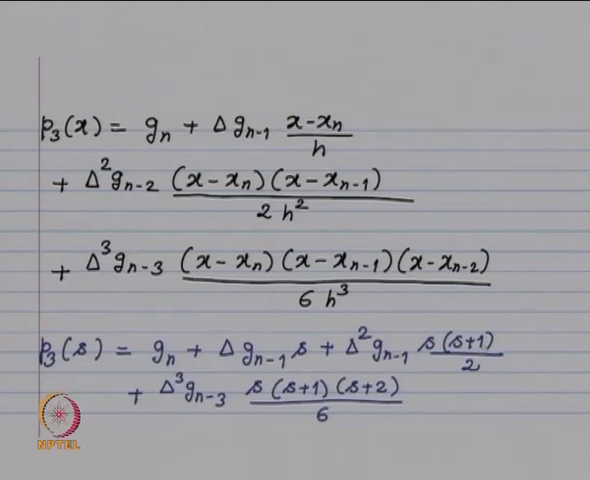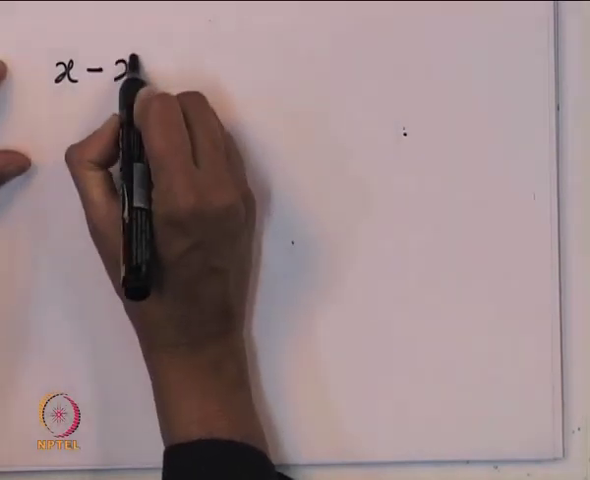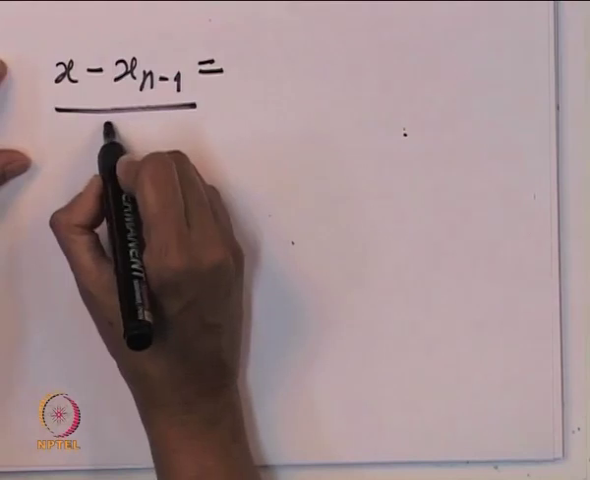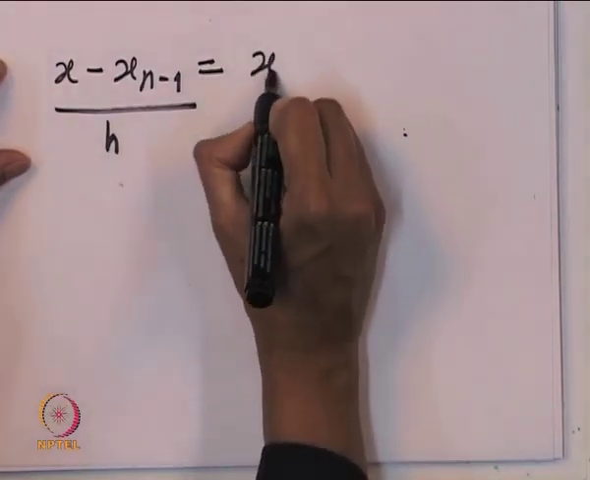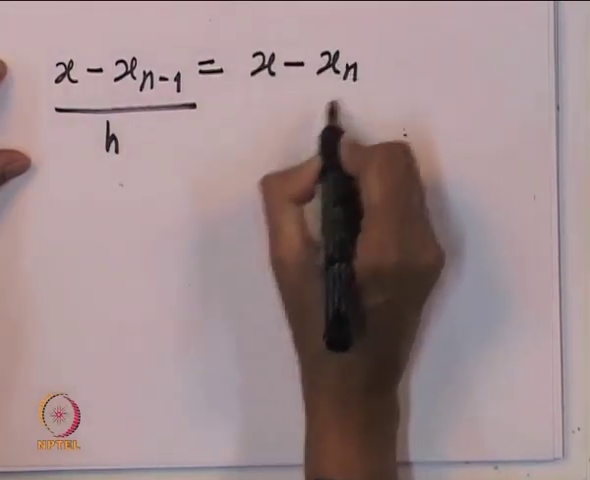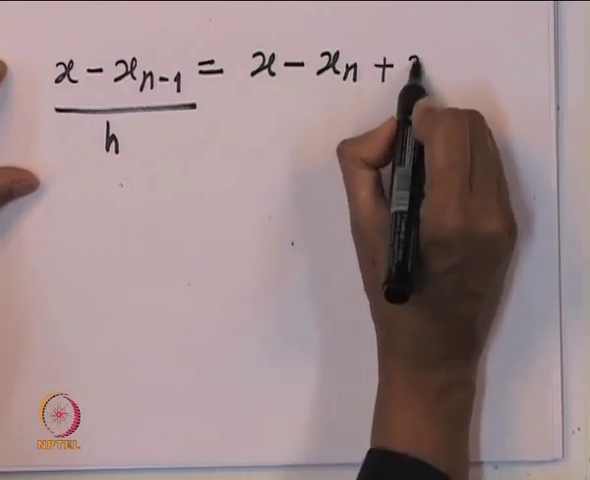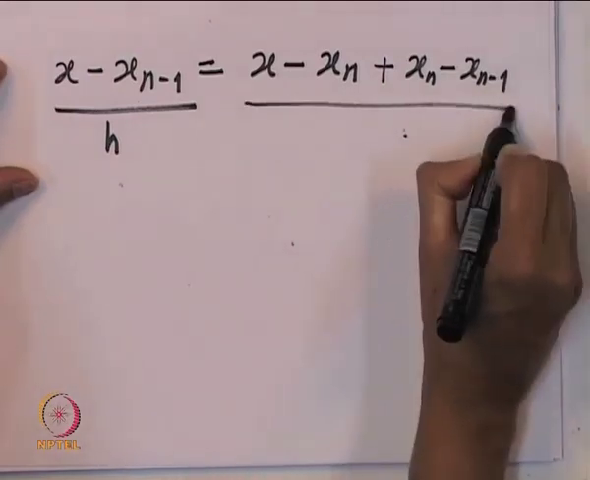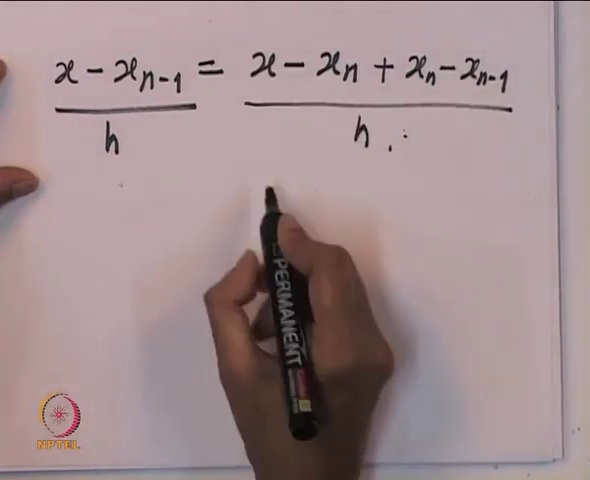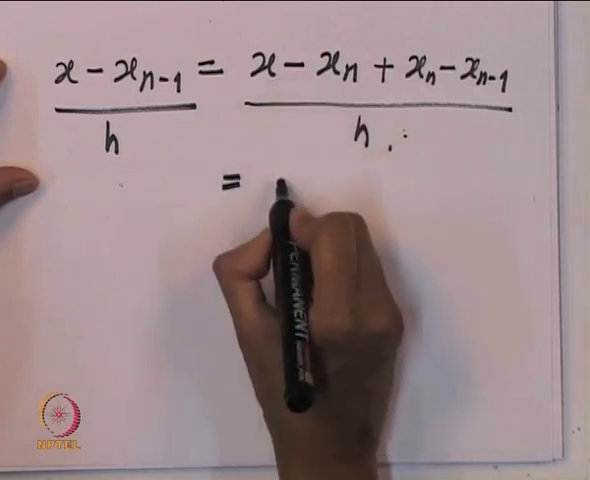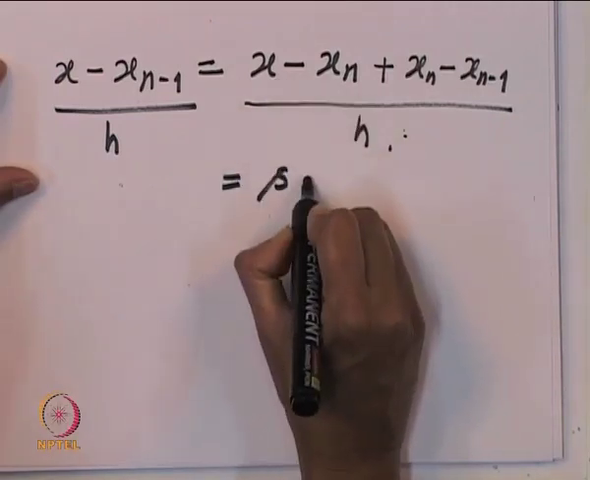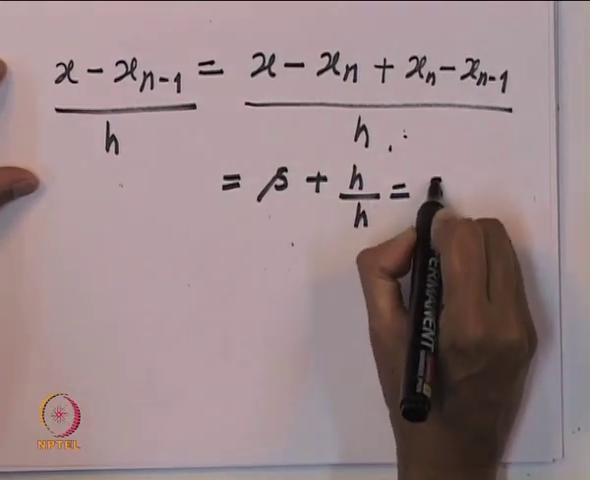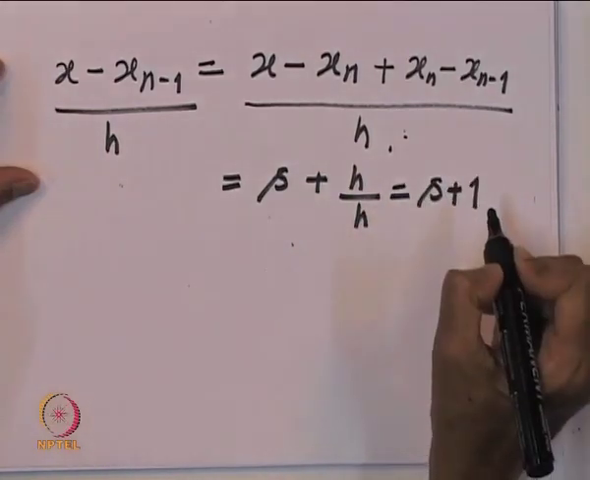because we have (x − x_{n−1})/h, which is equal to (x − x_n + x_n − x_{n−1})/h. (x − x_n)/h is s, plus h upon h. So, that is going to be equal to s plus 1.